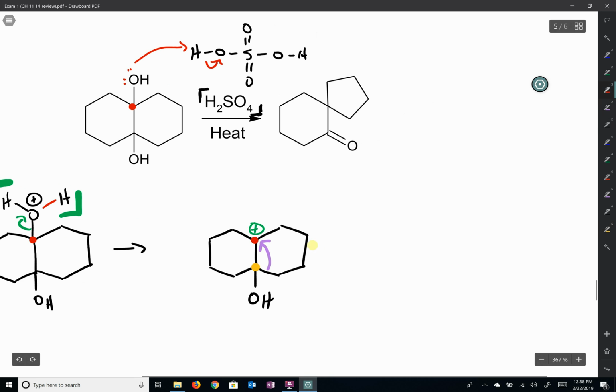We'll call this carbon number 1 in red, 2, 3, 4, 5. And let's number the yellow carbon there 6. So we break the bond between 5 and 6 and make a new bond between 5 and 1. What does this step look like? Well, we leave this side alone. Our oxygen is still there. There's our red carbon. There's our yellow.